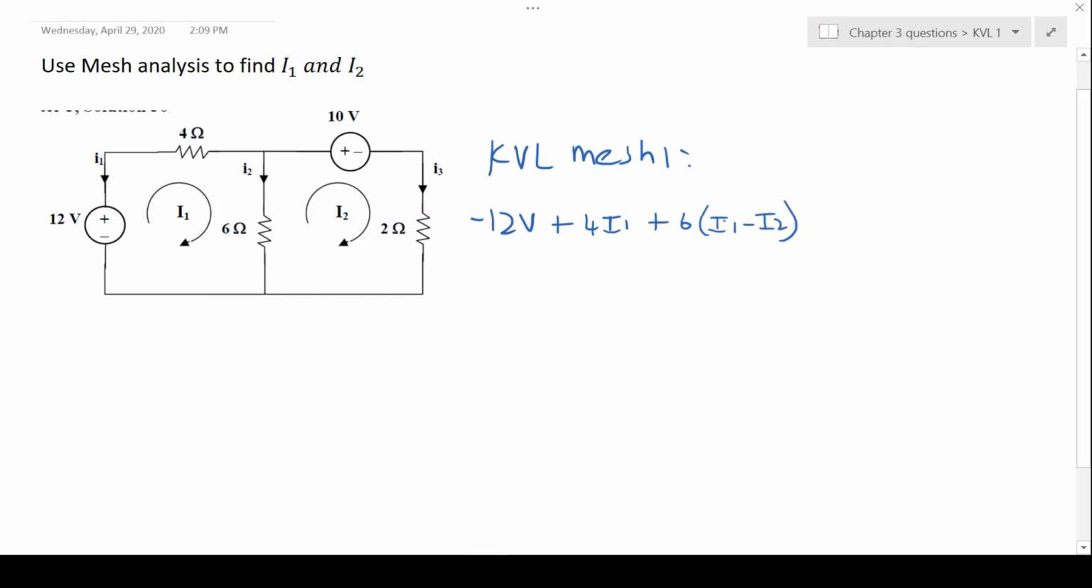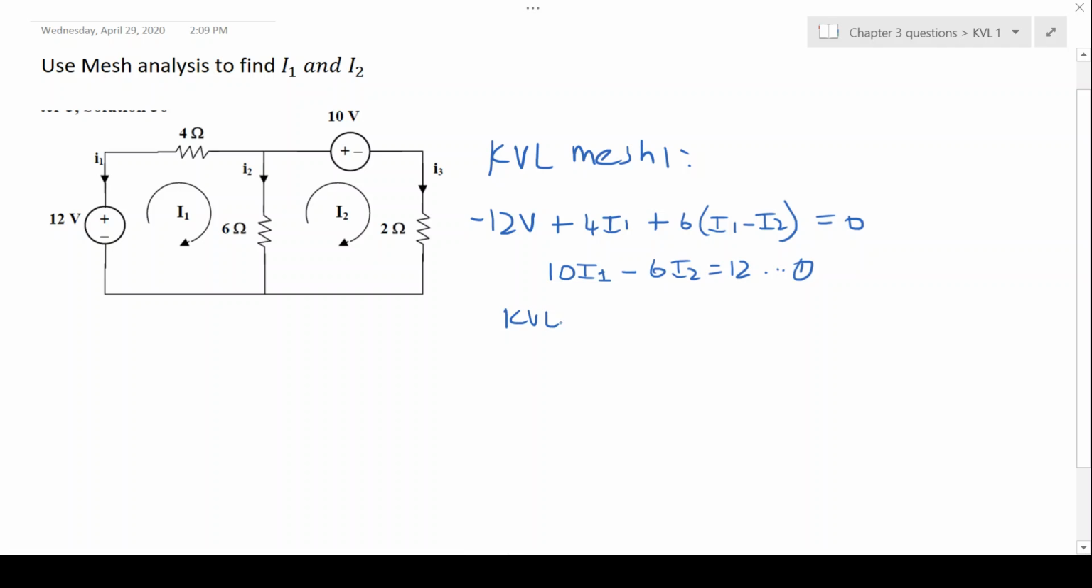You should remember all the time that this is the reference current, so the current of the loop or mesh that you're in, minus the other current that's shared. And that will give us 0. So if we further simplify this, 6 plus 4 is going to be 10 I1 minus 6 I2 gives me 12, and this is the first equation.